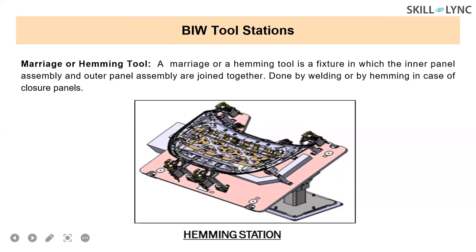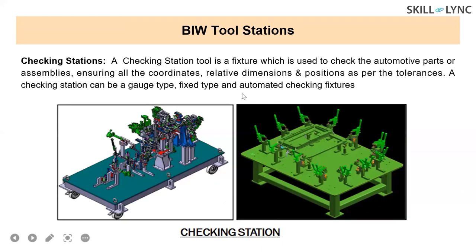Either you can do hemming or I can do spot welding. So marriage means joining of two components. We'll be having an exterior component and an interior component. Either it can be joined using spot welding or we can join using the hemming process. Clear? Next one, checking station.